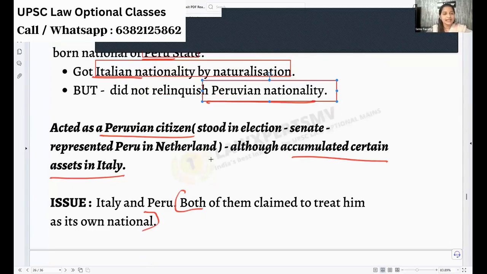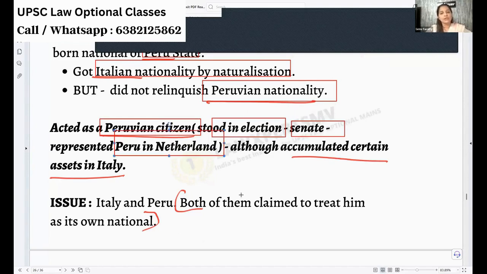He acted as a Peruvian citizen actually. He stood in the election in Peru. He was a Senate member in Peru and everything. Although he was always associated with Peru, he accumulated a lot of assets in Italy. Now, both the countries claimed him. Italy was saying he is my citizen, and Peru was saying he is my citizen.